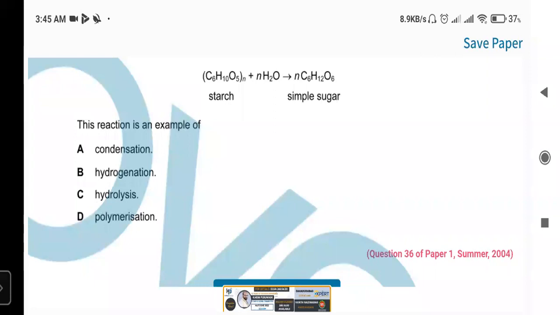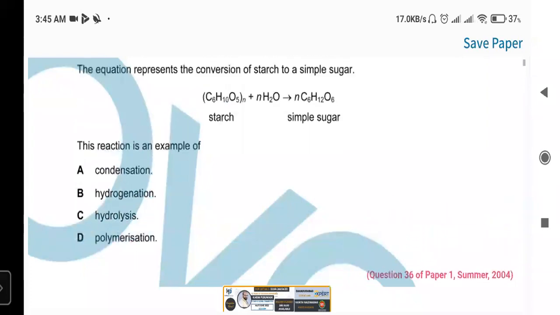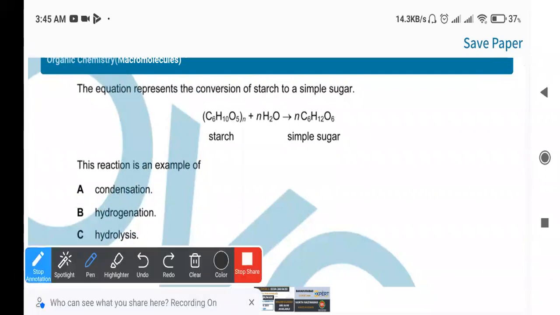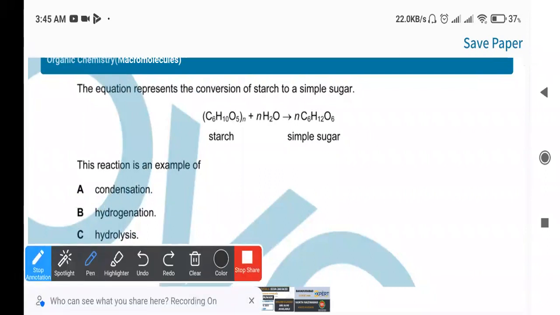So this is the second part of our organic chemistry lecture, and in this lecture, we are concerned with the topic of macromolecules. So here we will also be solving some sample questions. For example, look here. In this molecule, a polymer is being broken down. So look, this is a condensation polymer for sure, isn't it? Because we are getting an oxygen atom here. So starch is obviously a condensation polymer because there are C-O-C linkages.